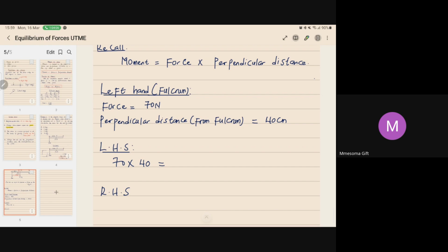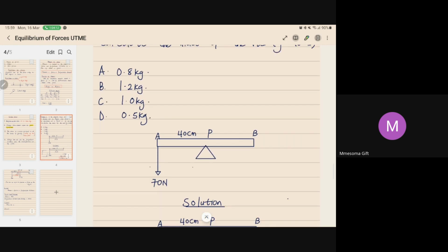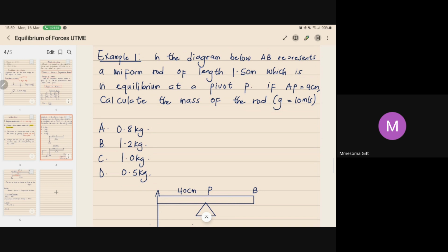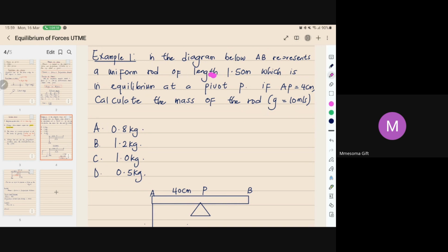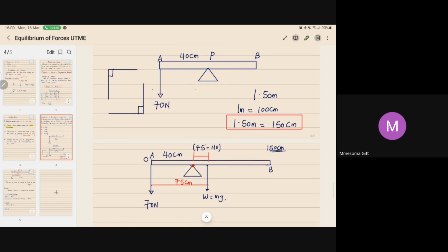Okay, so this is how I got the 75, right? Remember, they gave us the length of the meter rule to be 150 centimeter. They asked us to calculate the mass of the rod. The mass is always acting at the center of gravity, which means at the center of the object. It's always at the center of that very length. If the length is 150, then the weight is acting at the center, which means 150 divided by 2, and that's why I have 75 centimeter. Is that okay now?